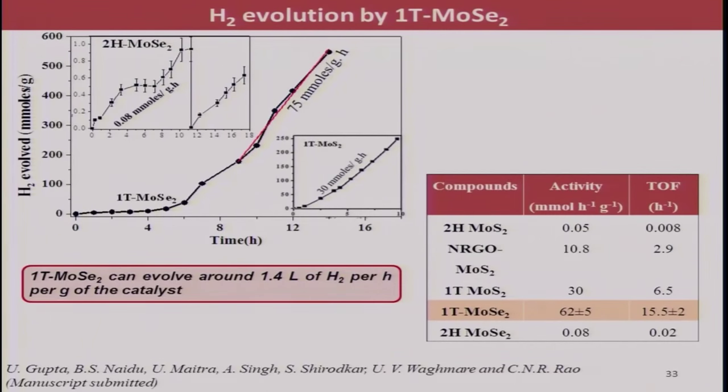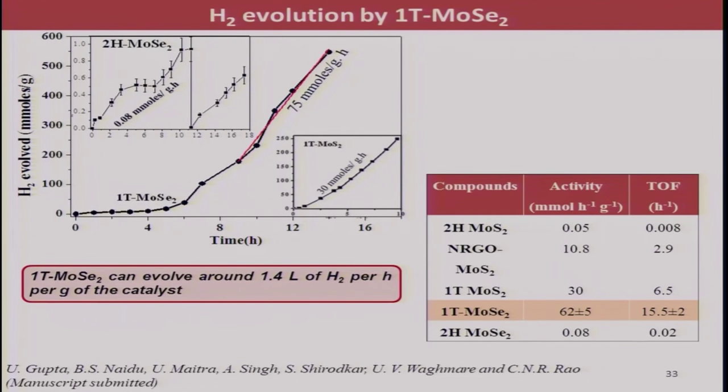Now, if this is the case, why not do much better than 1T-MoS2? Because MoSe2 is also a 1T form. We can make it. In fact, when we did that, we see 1T-MoSe2 gives a very, very high yield of hydrogen, nearly 62 millimoles compared to 30 in the case of 1T-MoS2. And this is the largest amount of hydrogen any simple two-layer material has given us till now. All kinds of two-layer materials have been tried, but I think no material I know can beat the performance of this.